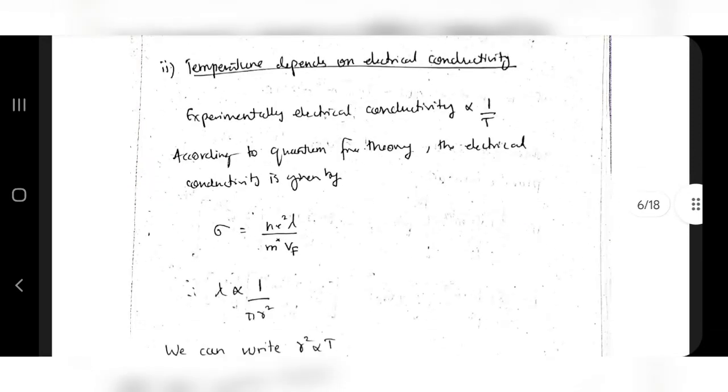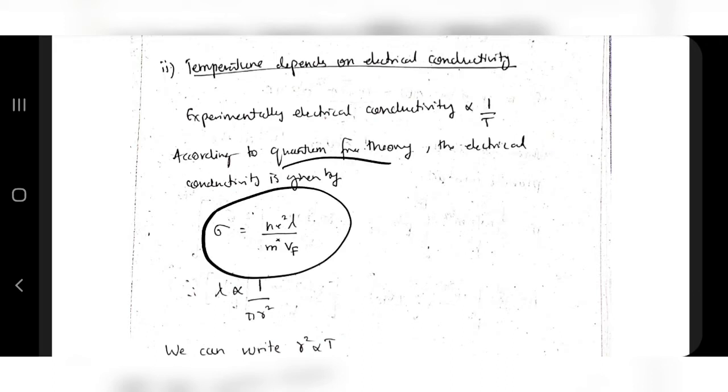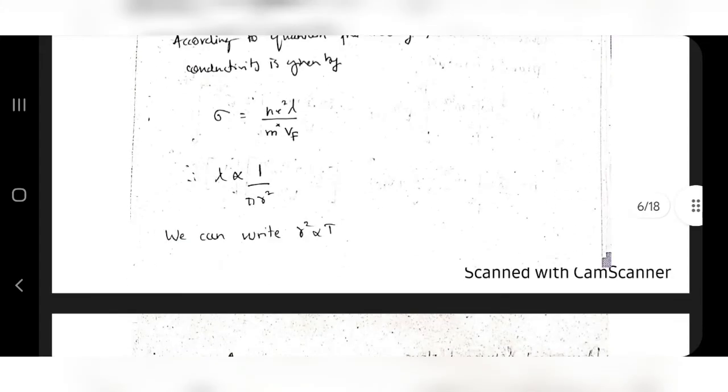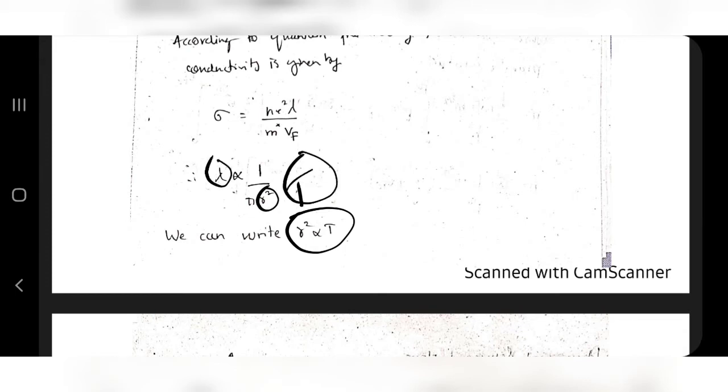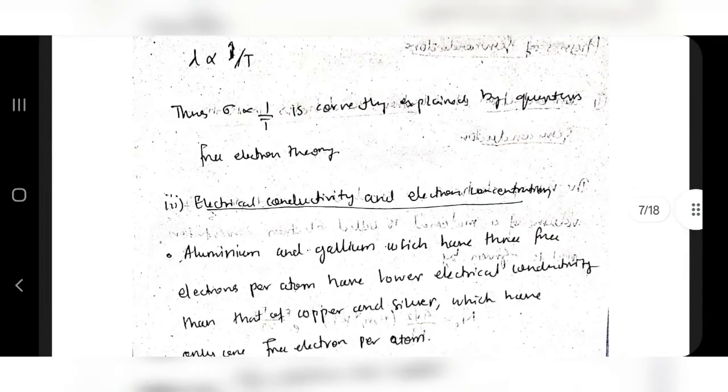The second one, the temperature depends on electrical conductivity inversely. According to the quantum free electron theory, this is the formula, and here we have lambda, and lambda is nothing but 1 by πr², and r² is directly proportional to T. So lambda is inversely proportional to T. So obviously electrical conductivity is inversely proportional to T. That also proves the second contradiction.